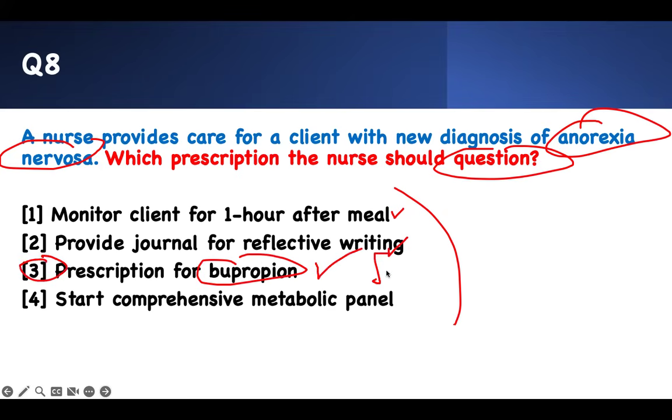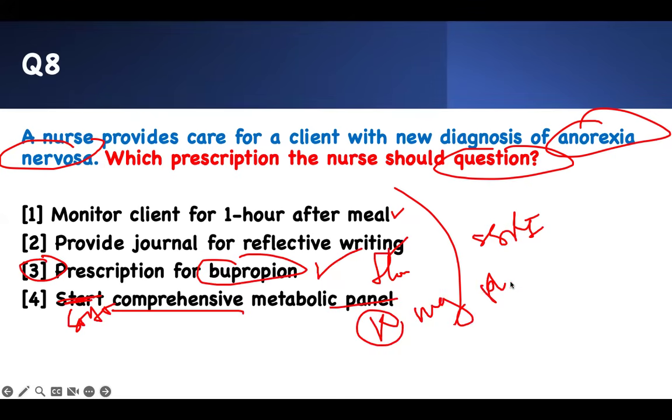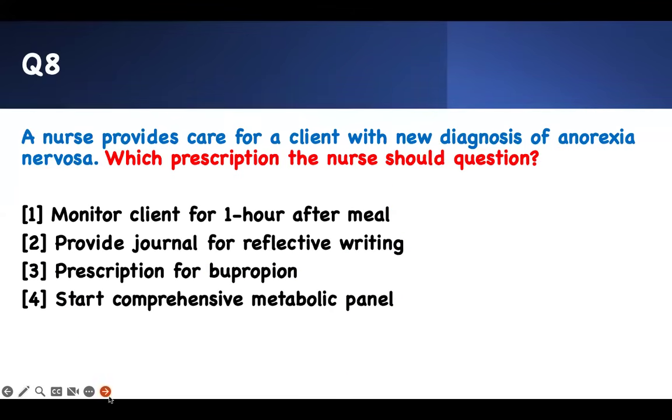The best medication is an SSRI. It will make them gain weight and eat. Start a comprehensive metabolic panel, which means we want to check their potassium, their magnesium, and phosphorus. Those are the things we have to worry about when they come in because they are very low in an anorexia patient due to vomiting.